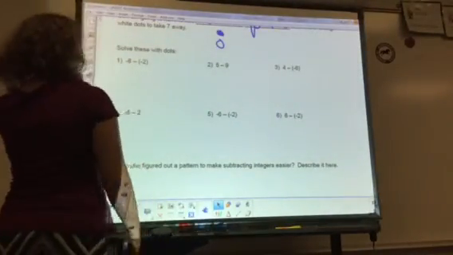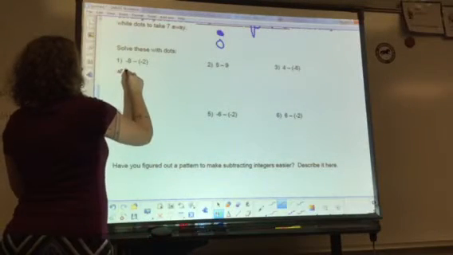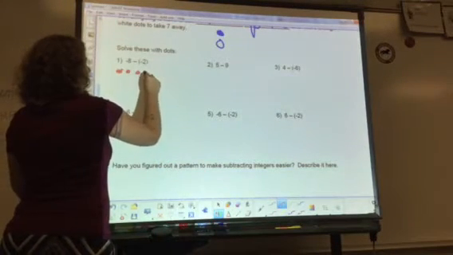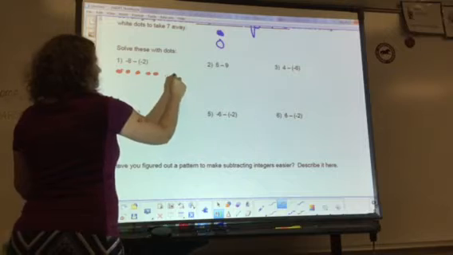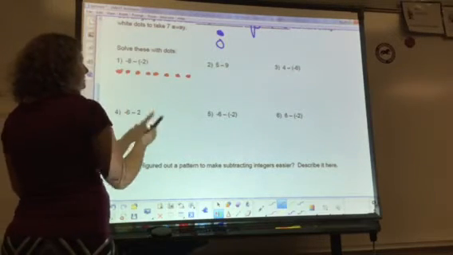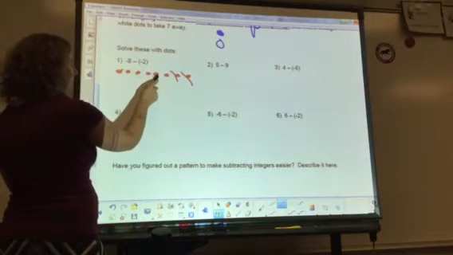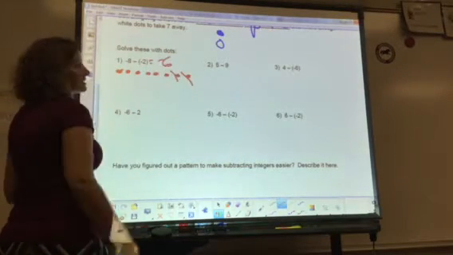Number 1, -8 take away -2. So 8 negatives: 1, 2, 3, 4, 5, 6, 7, 8. If I need to take away 2 negatives, I have 2 negatives. I'm just going to take them away. What's left? 1, 2, 3, 4, 5, 6 negatives. Equals -6.